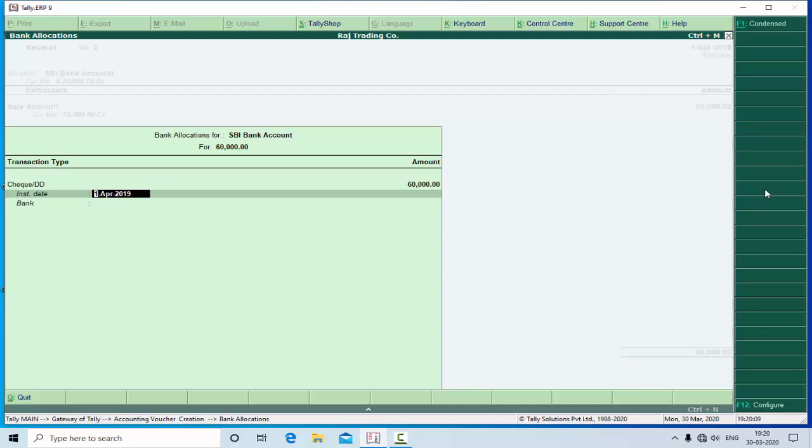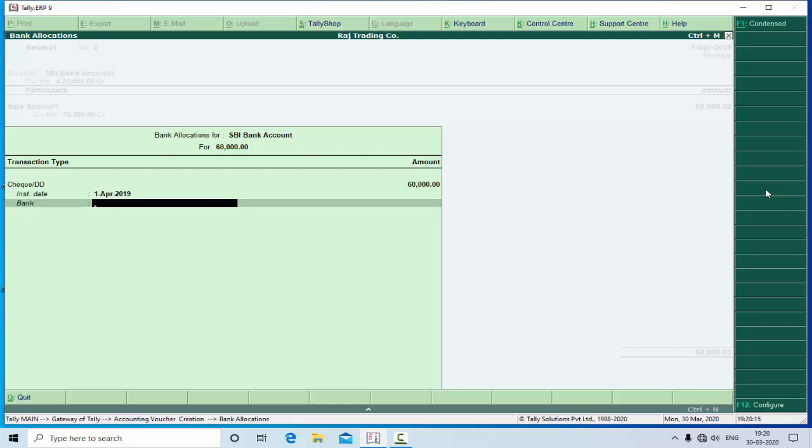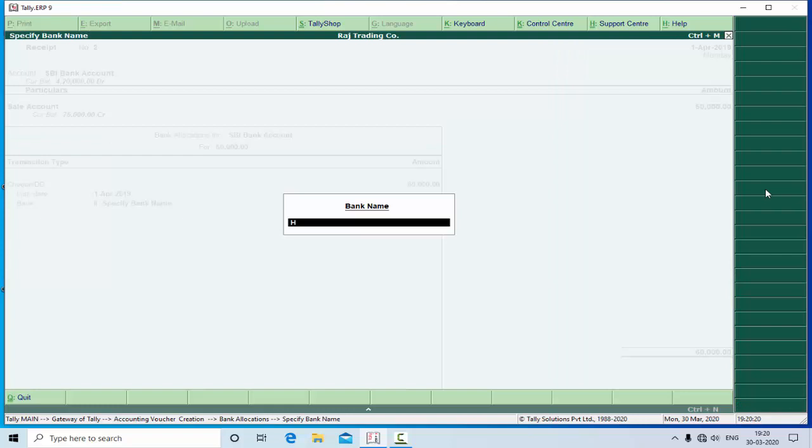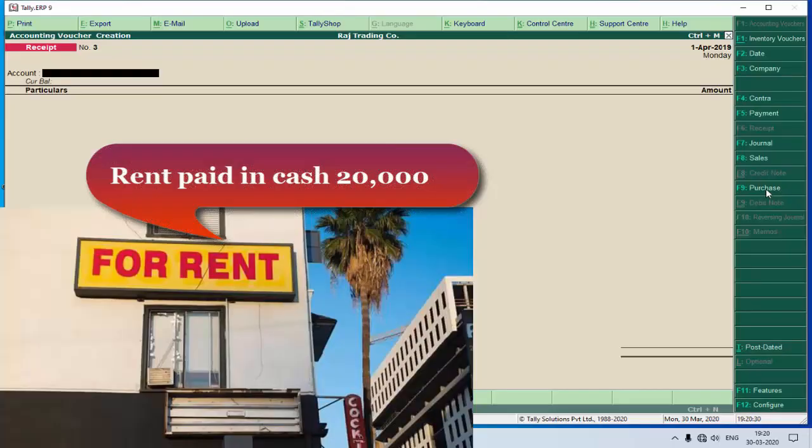So enter the date which is on the check and select the bank name entered on the check, like HDFC Bank. I assume HDFC Bank is the name of the bank entered on the check. I think you understand. And the next entry is rent paid in cash.